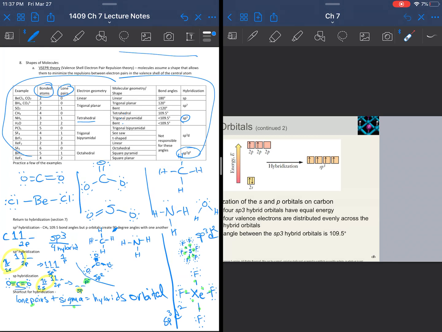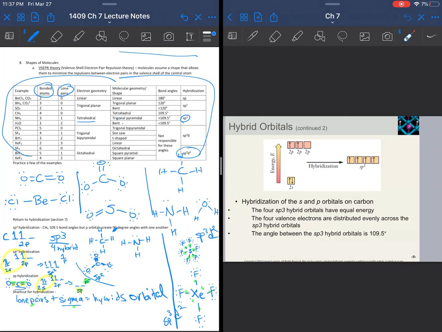So again, the explanation of why we think about hybridizing: hybridization was developed to explain the actual bond angles we saw. But if you can count, you're well on your way. Make sure to practice this.